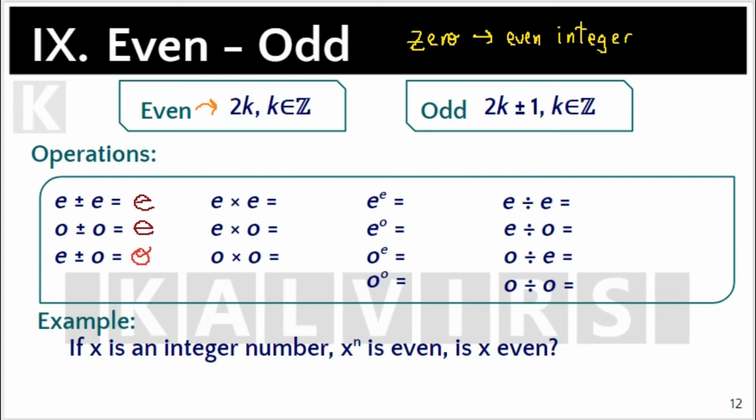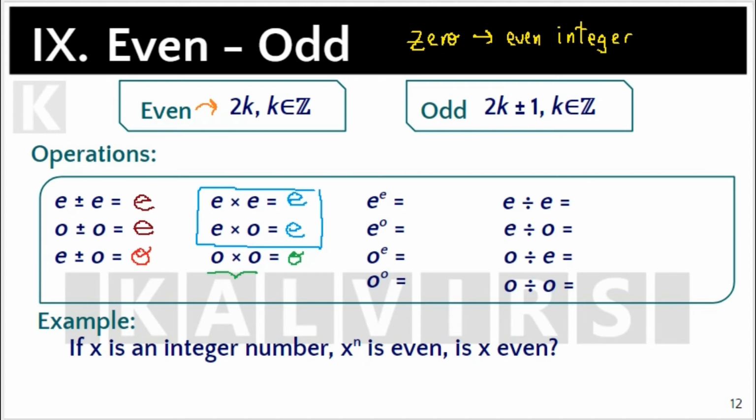Now, for multiplications. If at least one factor of the multiplication is an even integer, the product is always even. Now, if no factor of a multiplication is even, what kind of integer is the product? If there are no even integers in a multiplication, then the product is always odd.